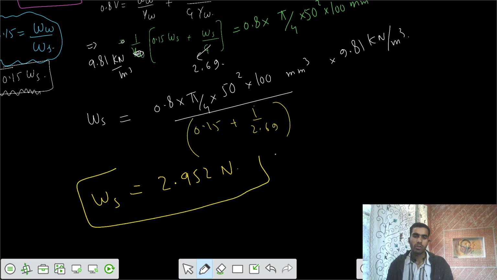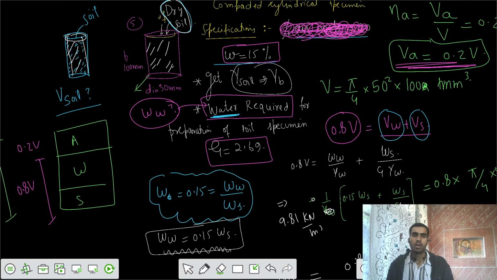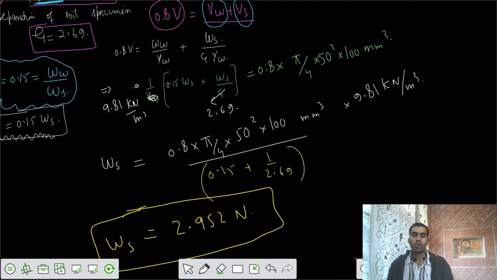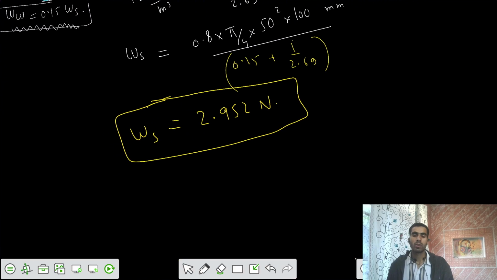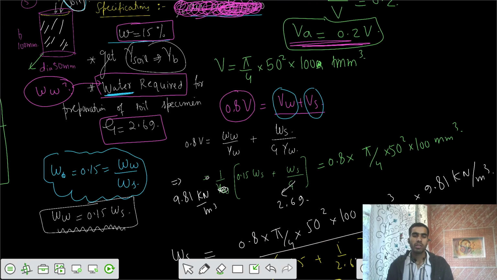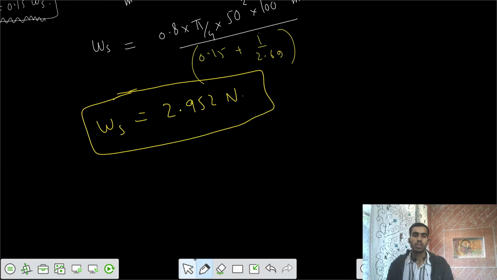This much amount of newtons is the weight of solids required for that sample of total volume of V. Okay. So we got the total weight of solids. Now we need to calculate what should be the water required for preparation of soil specimen. So the weight of water is equal to 0.15 times weight of solids, newtons. So this much amount of water we have to add.